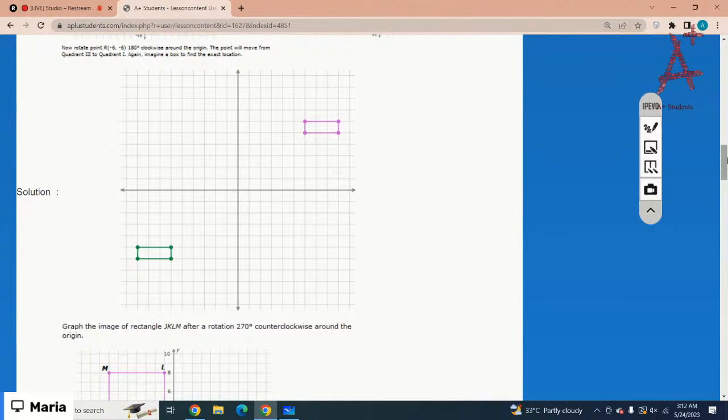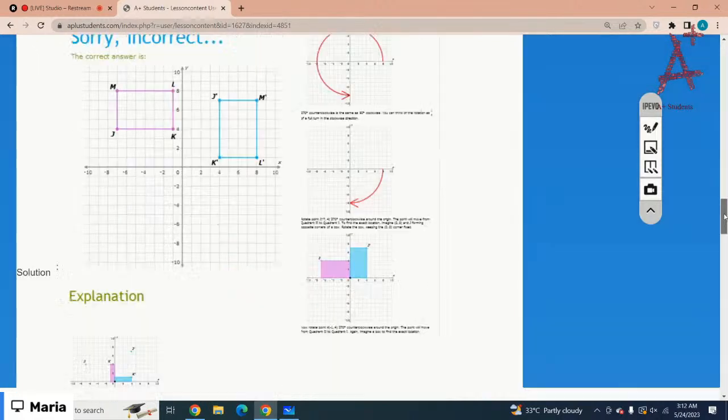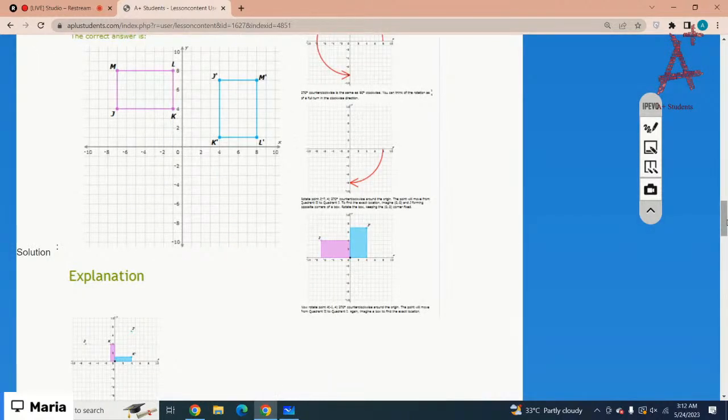Graph the image of rectangle JKLM after a rotation of 270 degrees clockwise around the origin. So basically you have to rotate the rectangle by 270 degrees. Basically, 270 degrees means 3/4 of a turn. Got it?